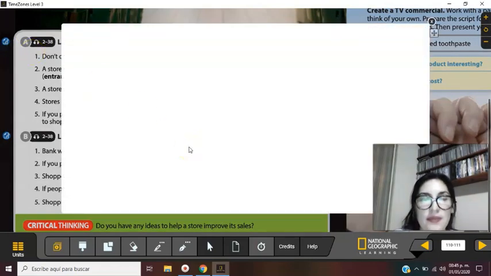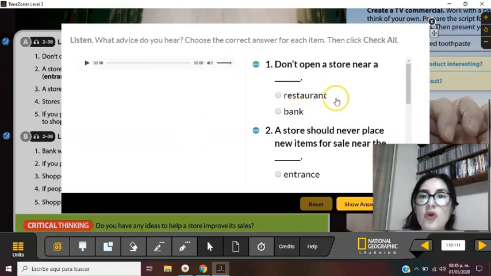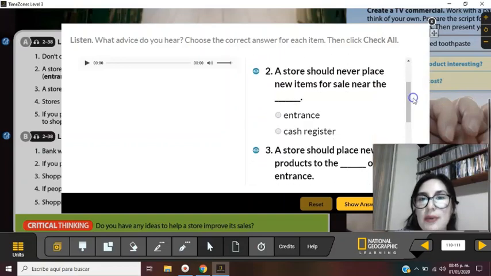It says, so hold on because this is really slow. It says, don't open a store near a bank or restaurant. What do you think? Yes, according to the answer, a bank. Yes. A store should never place new items for sale near the entrance or cash register.